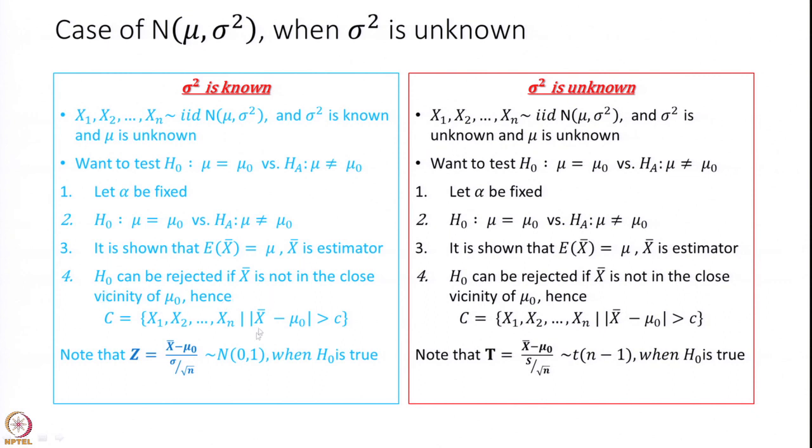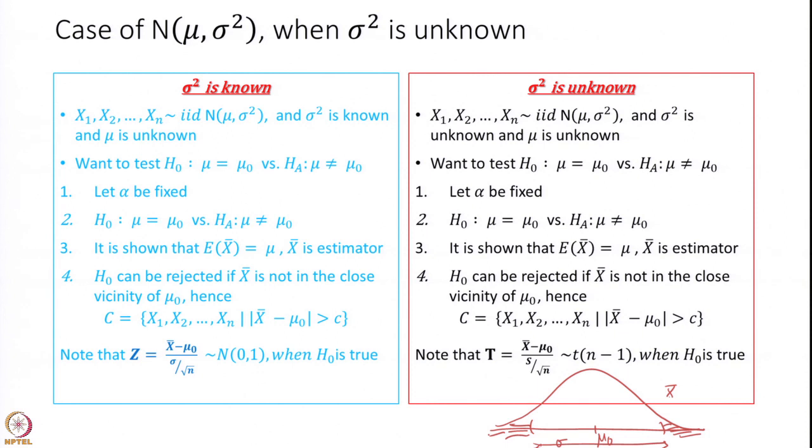Therefore, H naught can be rejected if x bar minus mu is greater than C. Once again, we are saying that x bar has to be in the vicinity of mu naught. It may not be a bad idea to repeat what we had said before. So let us do it. This is mu naught, and this is the distribution of the population, and the standard deviation is sigma. And then we are saying that x bar has to be in some vicinity of mu naught, so that if it is too large, it is not acceptable.